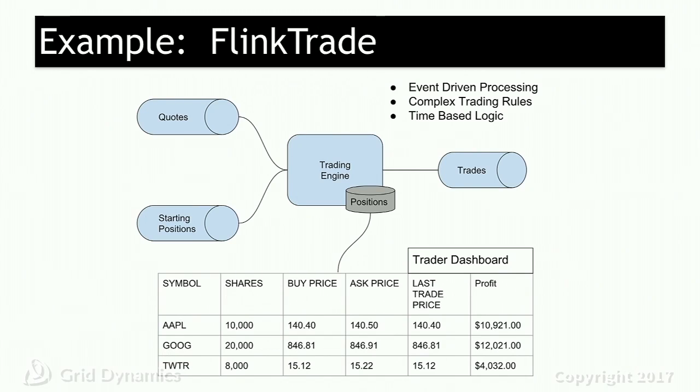What we have is what I kind of just described. These elongated cylinders are streams of data. So we have quotes coming in, and we have starting positions coming in. We have a trading engine that we're going to build, and we have output, which are the trades we're going to make. Then in the little gray box, you've basically got the state, right?